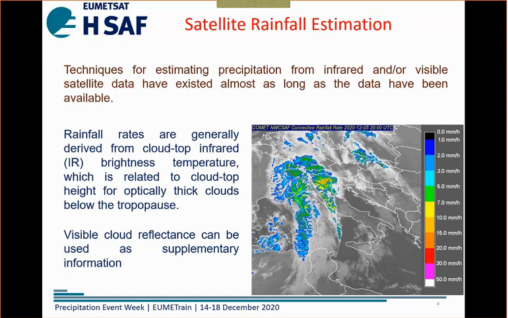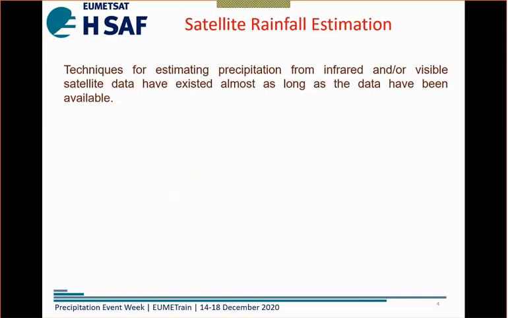Visible channels, so visible cloud reflectance, can be used as supplementary information for these algorithms to somewhat mitigate the problem. But in the slides you can see an example of an algorithm like this, the nowcasting sub-convective rainfall rate. It is based only on geostationary data.